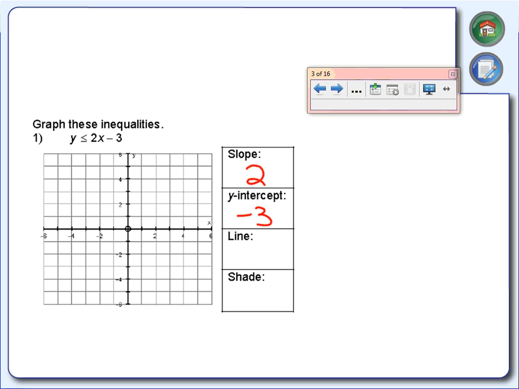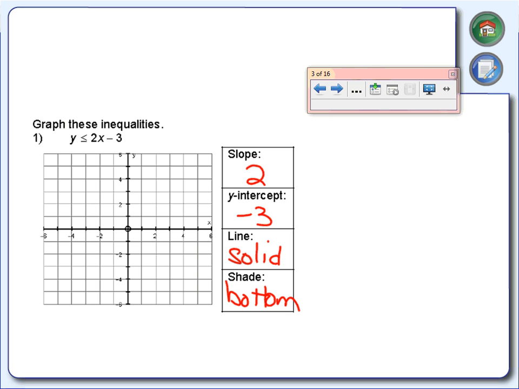The next box, they want to know what kind of line are you going to use? You're going to use a dotted line or are you going to use a solid line? This one has the equal sign, so we should be using a solid line. And the last thing we have is the shading. It says less than, and anytime it says less than, we should be shaded to the bottom.